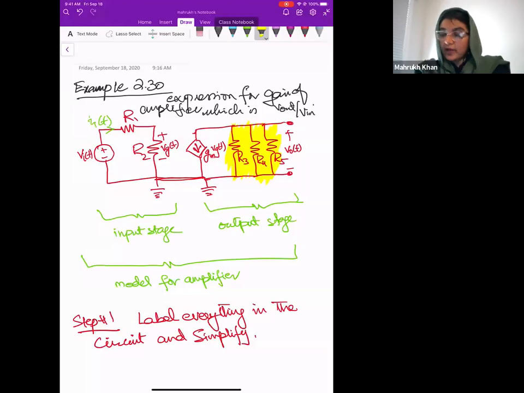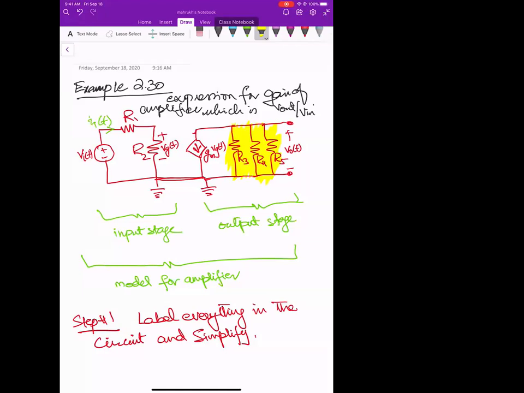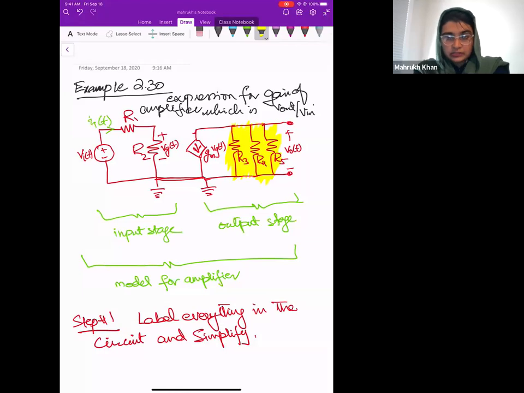Okay, if I try to simplify this by finding the equivalent resistance of R3, R4, and R5, will it change my V naught of t or not? I do not believe so. Okay. Anybody else? Why? If it will not change, why will it not change? That's what my question is.